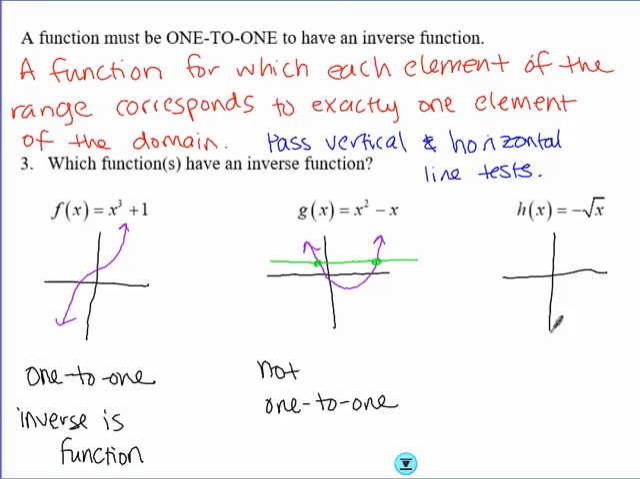Lastly, h of x. The graph of negative square root of x looks like this. If I draw horizontal lines through this graph, I will only ever touch the function in one place, which means this one is one-to-one. So its inverse is a function.